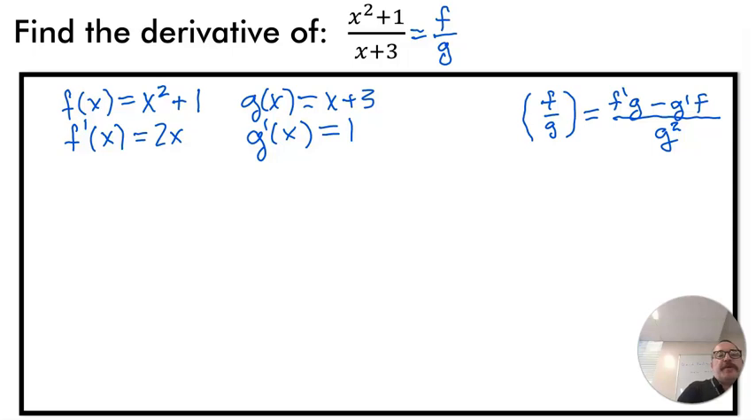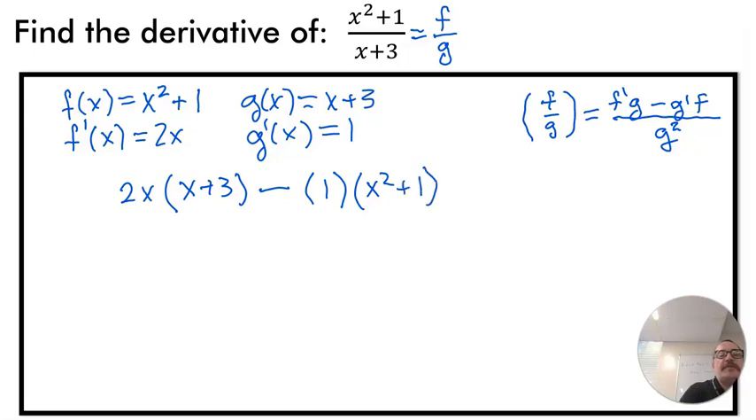Okay, so f prime is 2x, and that's multiplied by g, which is x plus 3. And then we're subtracting off g prime, which is just 1, multiplied by f, which is x squared plus 1. And then it's all divided by our denominator squared, so that's x plus 3 quantity squared.